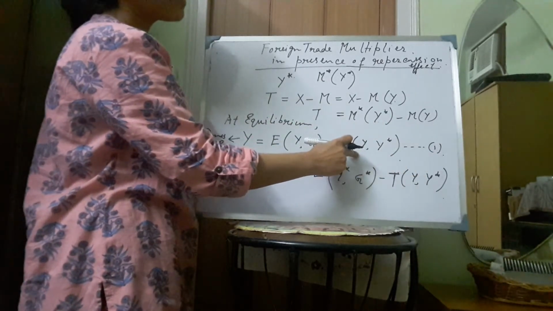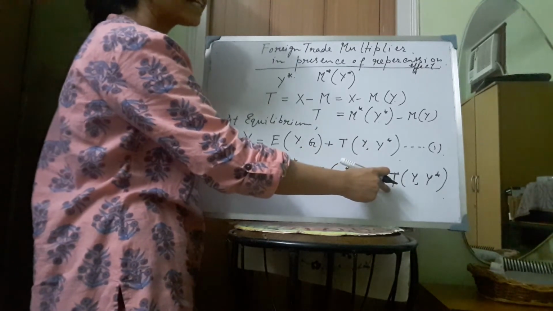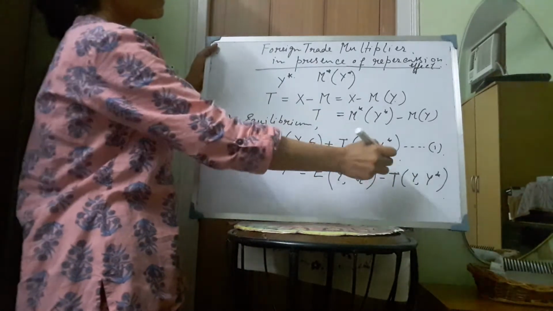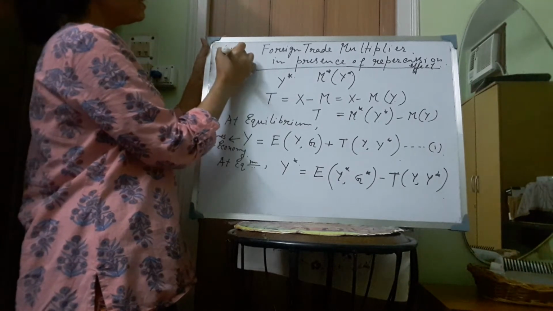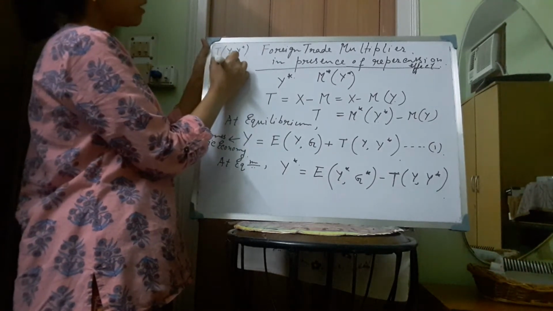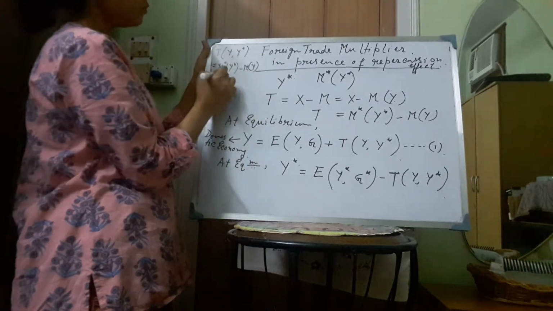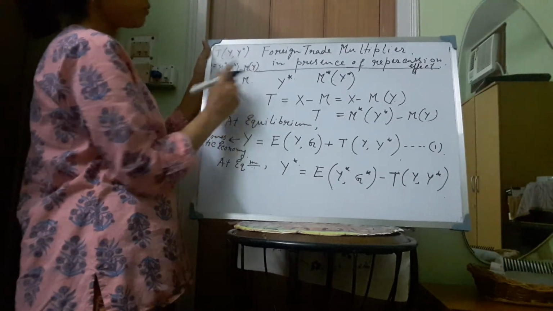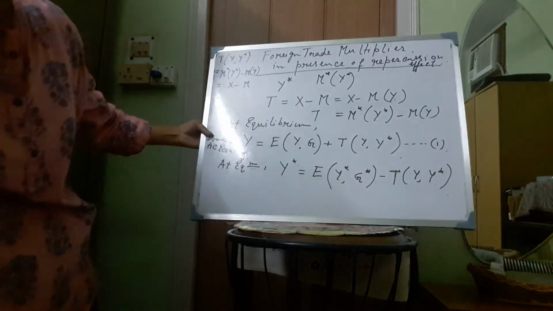So if there is a trade surplus in the domestic economy, then there will be an equal amount of trade deficit in the foreign economy. So why is this the case? What is the trade balance in the domestic country? This is T, which is a function of Y and Y star. Now T is equal to M star Y star minus MY. So this is basically export minus import, the export of the domestic country and the import of the domestic country.